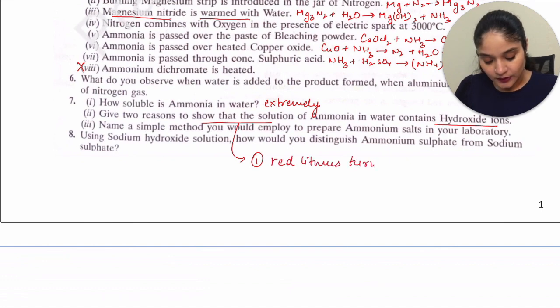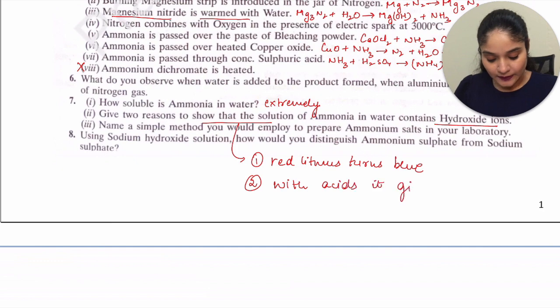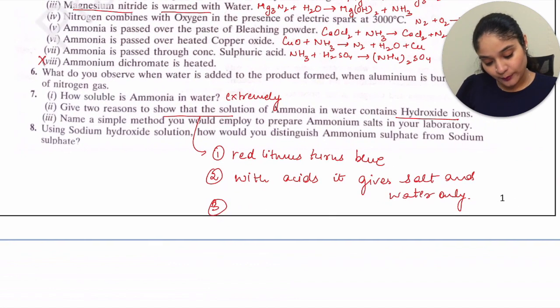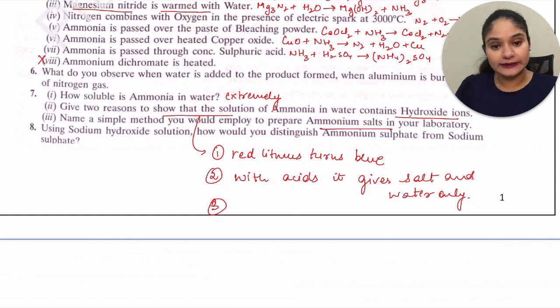So the first one should be directly that it turns red litmus blue, and the second you can say that with acids it gives salt and water only. Now the third question. Name a simple method you would employ to prepare ammonium salts in the lab. So that would be a neutralization reaction.